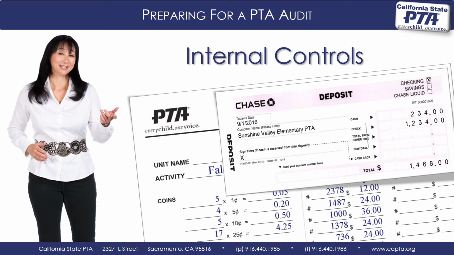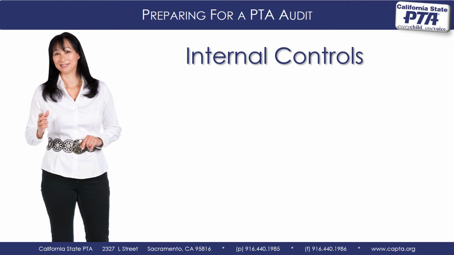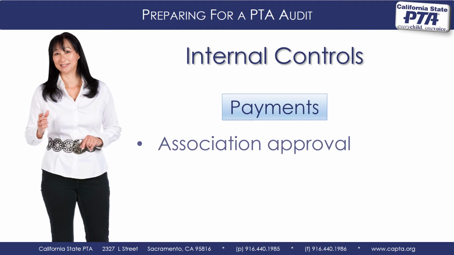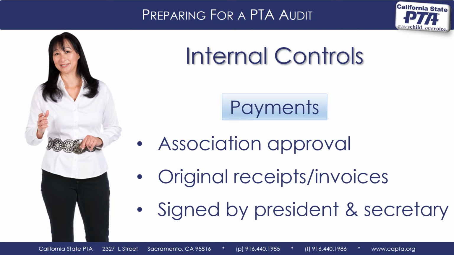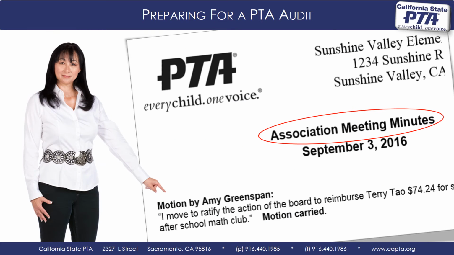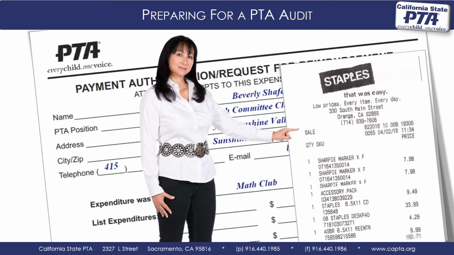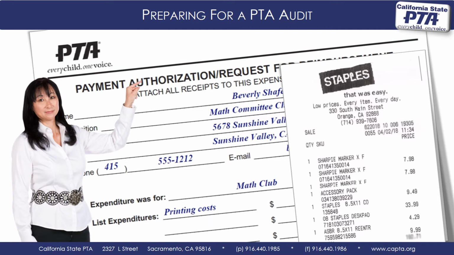Controls that protect payments include presenting all requests for payment to association members for approval, requiring original receipts and invoices, and requiring the president and secretary to sign every payment authorization form. The PTA auditor will examine association meeting minutes to verify that members approved each payment. The auditor will examine receipts and invoices and verify that each payment authorization form was signed by the president and secretary.